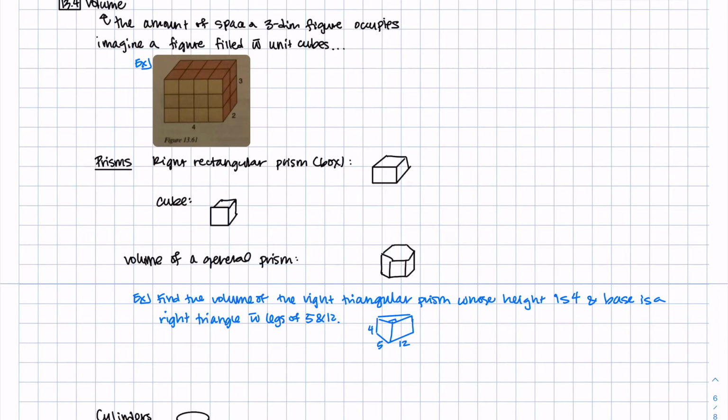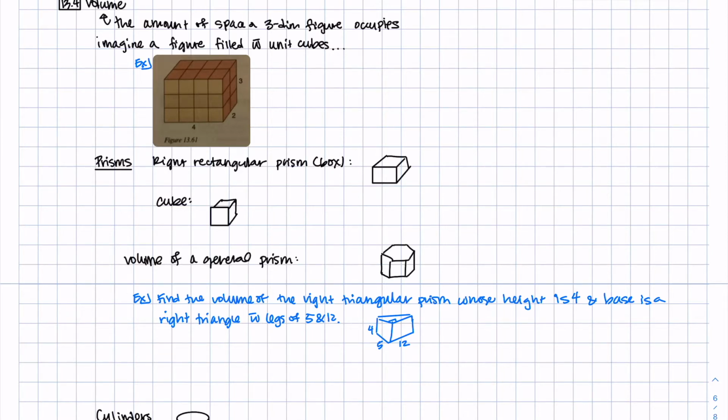Welcome back. So we're finishing chapter 13 with the discussion of volume. So this is section 13.4, talking about volume. And so volume is a measurement on, again, a three-dimensional space, but it tells you how much space the three-dimensional figure occupies. So your measurement will also be like a three-dimensional measurement.